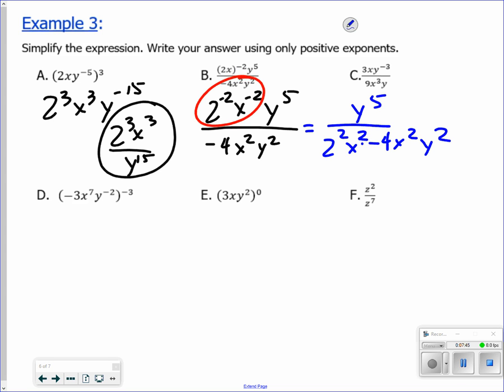Now, there's more work that can be done. The x squared and the x squared, both on the bottom. I multiply those two together to make x to the 4th.